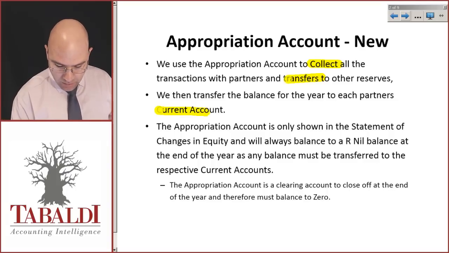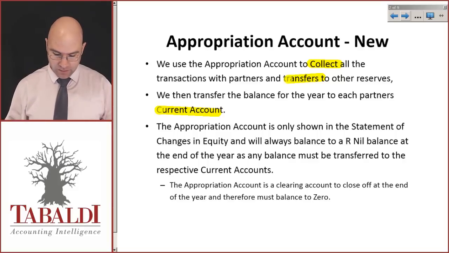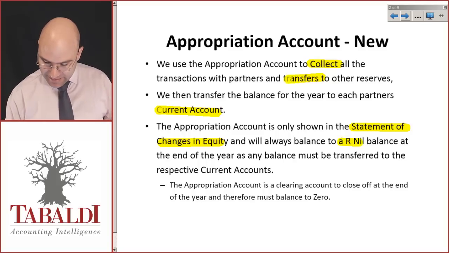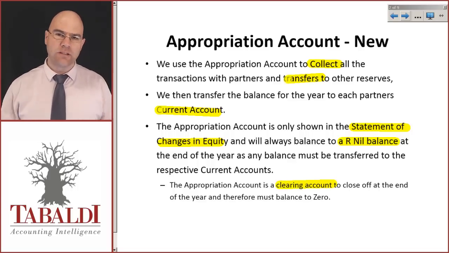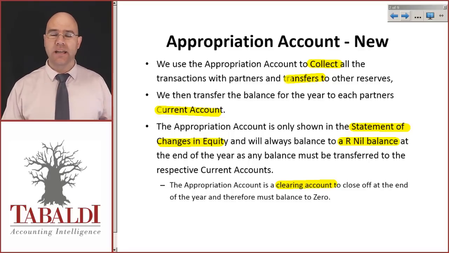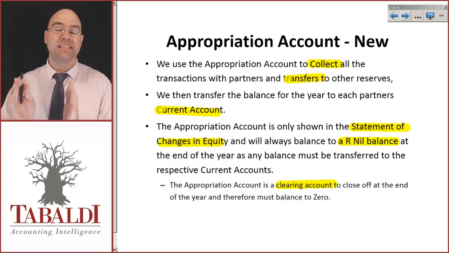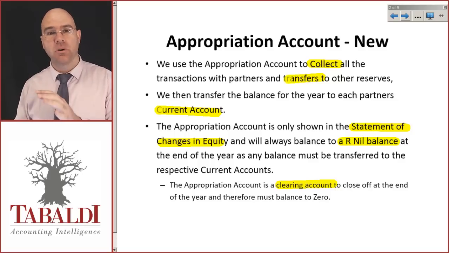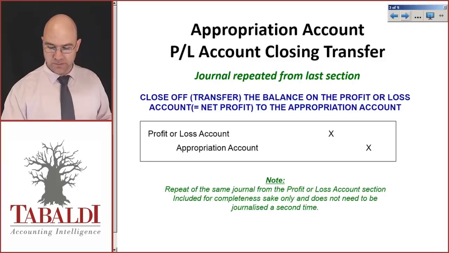But at the end of the day, we are going to transfer the available profits to each of the partners' current accounts. Okay. Please, it's only shown in the statements of changes in equity, but it's always going to have a nil balance at the end of the year. Please, guys, clearing accounts, always a zero balance in the statement of changes. The other closing accounts, the profit and loss account, the trading accounts, none of those are shown directly in the statement of changes in equity as a separate column, right? Those form part of the net profit that we show and summarize in the statements of profit and loss and other comprehensive income. So this appropriation account, very important in partnerships.